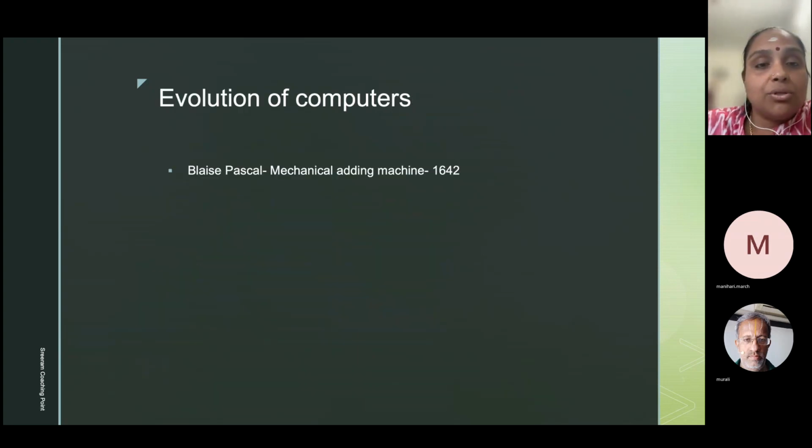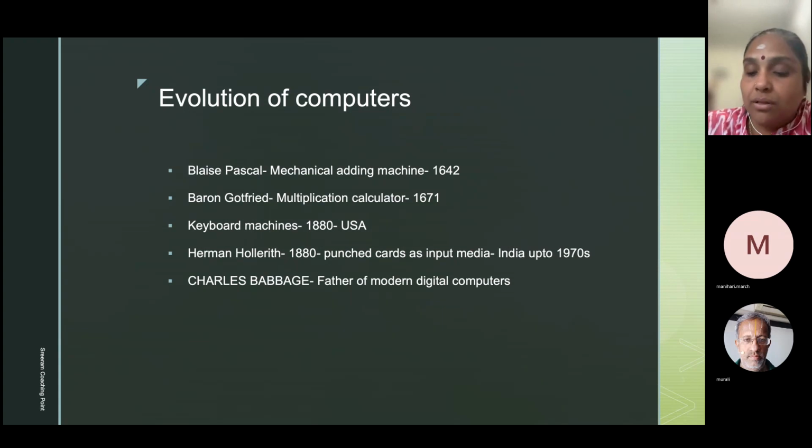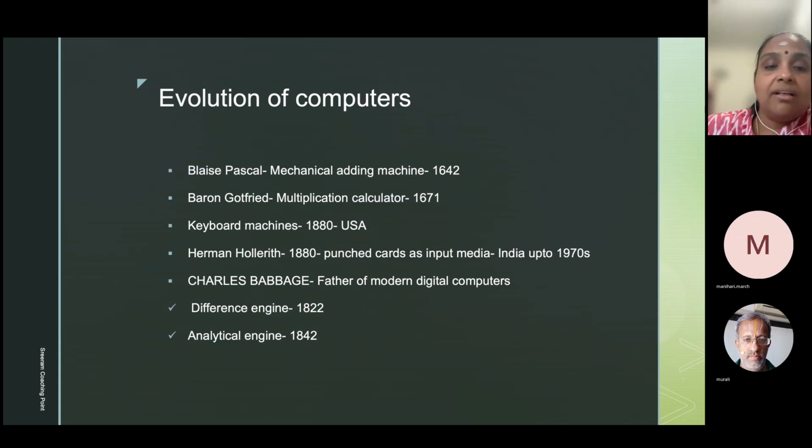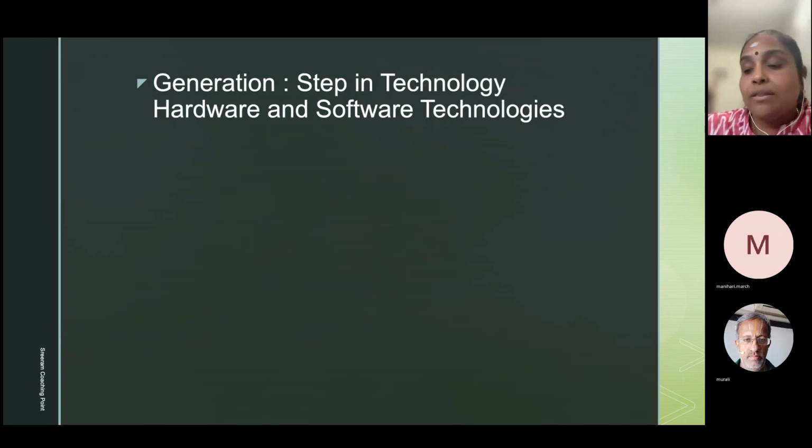Now, quickly, we'll see the evolution of computers. You very well know it all started from a mechanical adding machine. Then we had multiplication, then keyboard. Then you must have seen the big mainframe computer. Then we had, obviously, Charles Babbage, the father of modern digital computers, where the entire unit was brought in and we started having very small machines. He brought in the difference engine and analytical engine, and established a lot of principles for the design of a computer. Now, when we say generation, it is a step in technology.